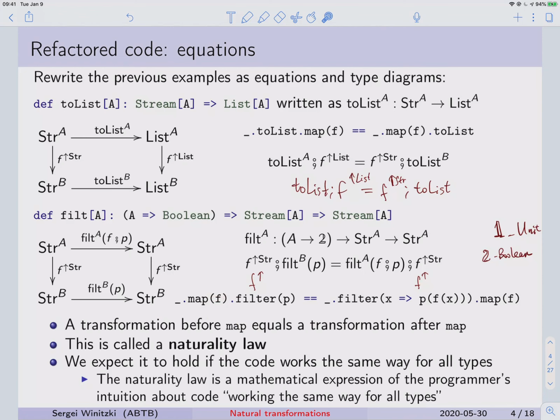And programmers' intuition about code says that this should work. This law should hold if the code is written such that it works in the same way for all types. So when a programmer writes code that works the same way for all types, that is expressed by the mathematical formula, such as this one and this one.